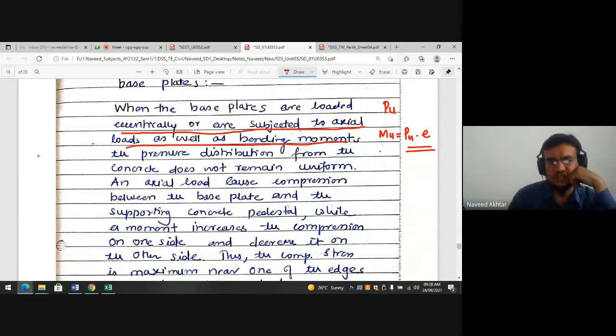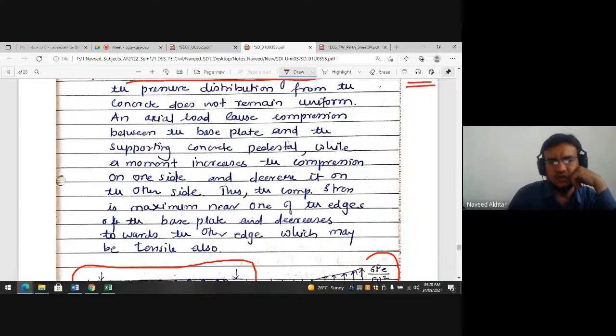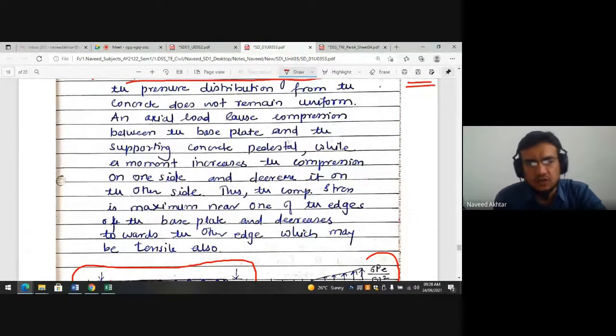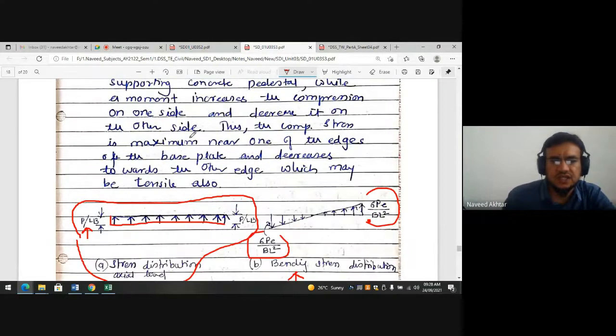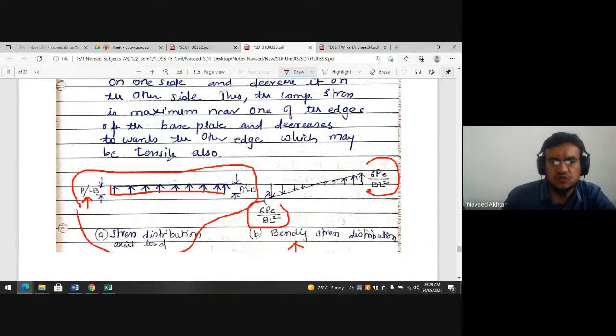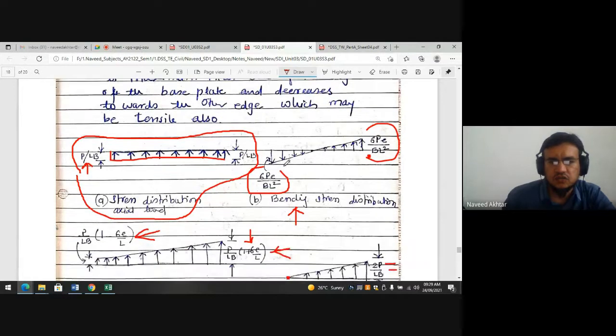So the pressure distribution from the concrete does not remain uniform. An axial load causes compression between the base plate and the supporting concrete pedestal, while moment increases the compression on one side. So on one side the compression will increase, and the compressive stress is maximum near one edge of the base plate and decreases toward the other edge.